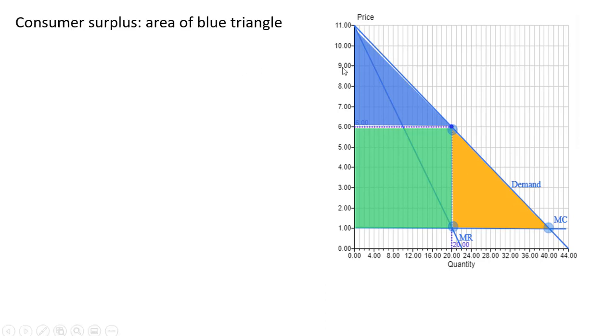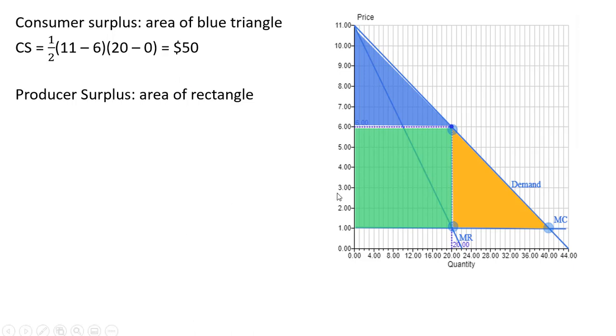Consumer surplus is going to be the area of the blue triangle, just the difference between the height of the demand curve and the profit maximizing price, $6, up to the last unit sold, which is 20. So area of a triangle is 1/2 base times height. So the dimensions of the triangle are going to be 11 minus 6 and 20 minus 0. And calculating this, then we get consumer surplus of $50.